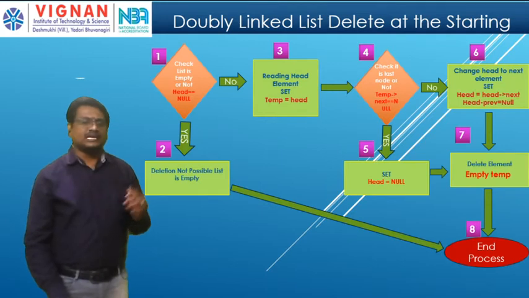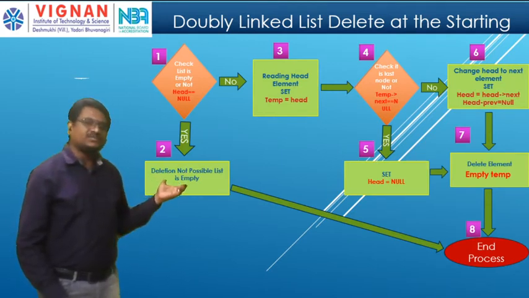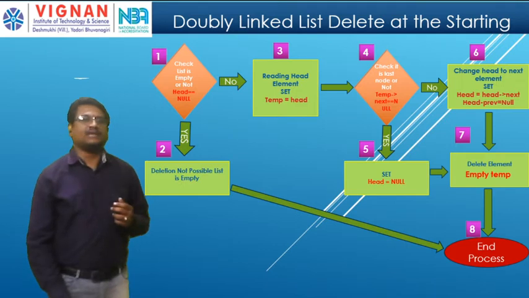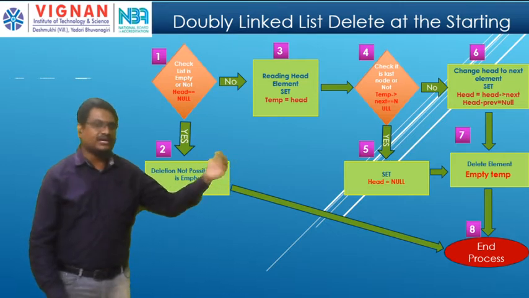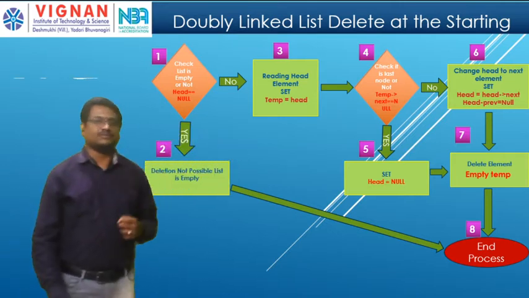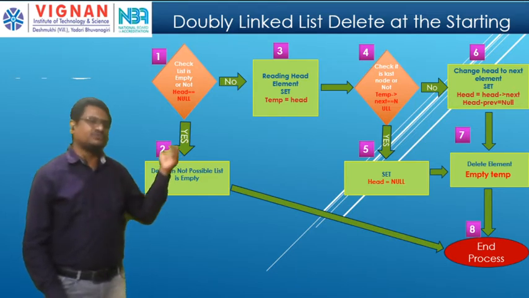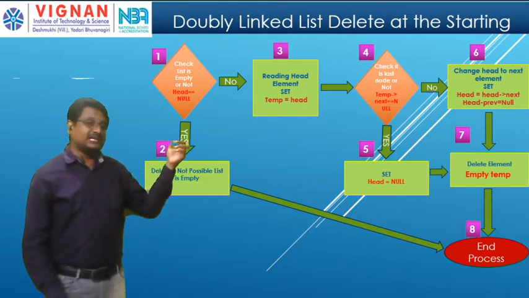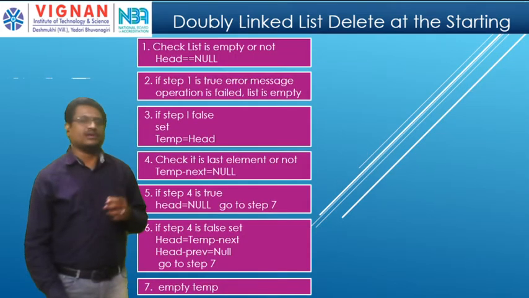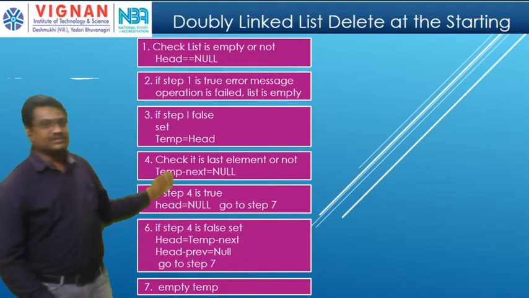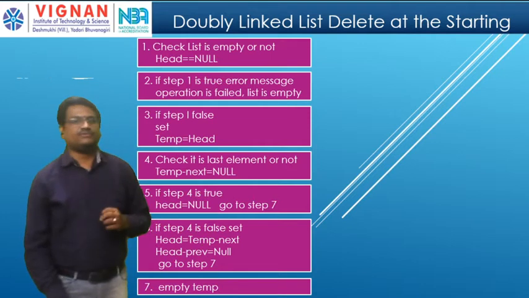Now, if you see, this is the flowchart or process for deleting an element at the starting of the linked list. Am I right? It contains 8 steps, but 8 is nothing but the end of the process. So I need to consider steps 1 to 7. The functionality of each and every step was already explained in the previous class. Now I'm converting it into a program. These are the 7 steps I have in my flowchart for deleting an element at the starting of a double linked list.